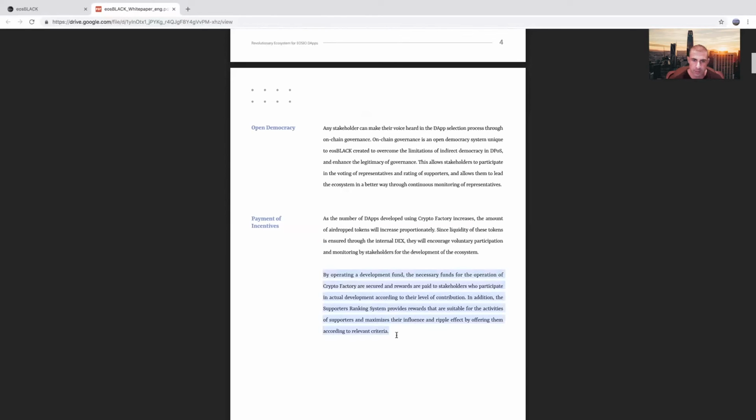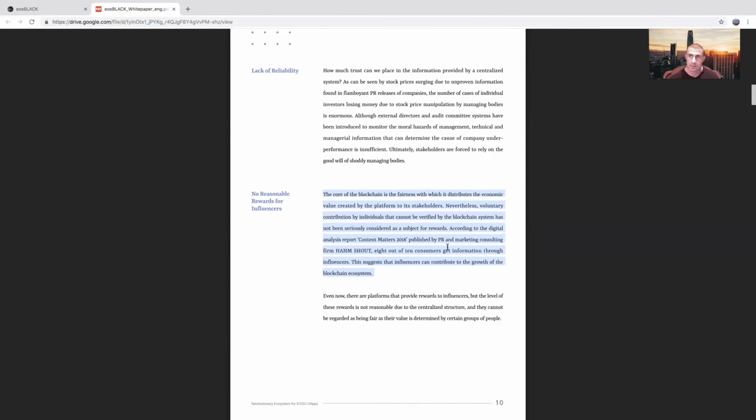Another interesting point here is when they say by operating a development fund, the necessary funds for the operation of Crypto Factory are secured and rewards are paid to stakeholders who participate in actual development according to their level of contribution. In addition, the supporters ranking system provides rewards that are suitable for the activities of supporters and maximizes their influence and ripple effect by offering them according to relevant criteria. So essentially, some of the proceeds from the platform are going to get paid out to people who are actually token holders themselves, dependent on the amount that they actually contribute to the ecosystem itself. So this is kind of an interesting concept.